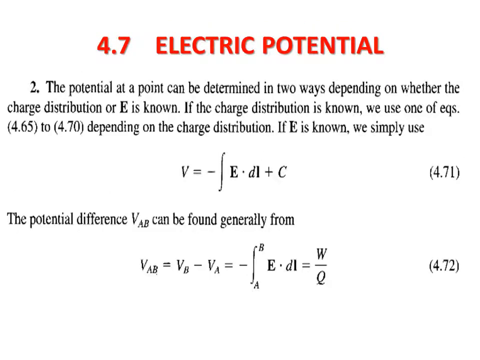So here is again the same point. Let's move forward. The potential difference VAB can be found generally from VAB is equal to VB minus VA, and when we put in the equation we get W over Q, the work done divided by the charge.